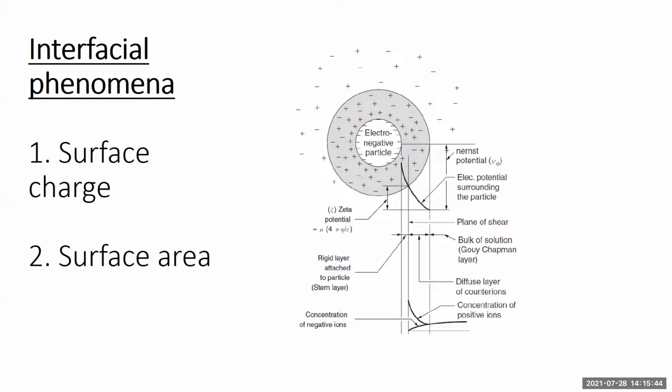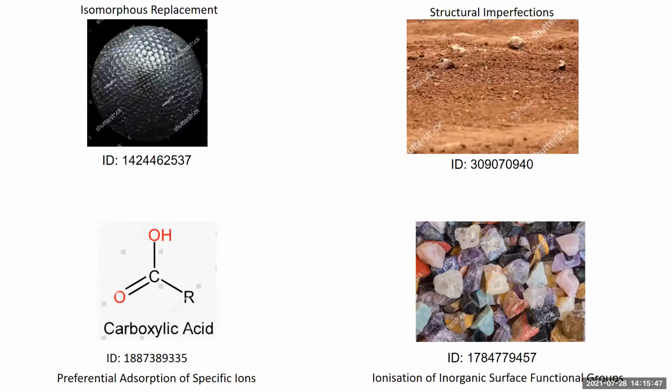Let's take a little closer look at surface charge. Surface charges are generated in a few different ways on particles. Let's have a little look at them. Isomorphous replacement. This is where a metal in a mineral oxide is replaced by other metal atoms. This results in a negative charge to a crystal material such as clay particles. Structural imperfections. In clay and other similar minerals, imperfections in the formation of the crystal or broken crystals can lead to a surface charge.